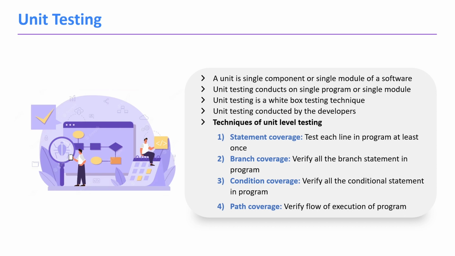Next is branch coverage. Branch coverage means verifying all the branching statements in the program. Third one is condition coverage. Condition coverage means testing all the conditions in the program, that is called condition coverage. Fourth one is path coverage. Path coverage means verifying the flow of execution of the program, that is called path coverage.